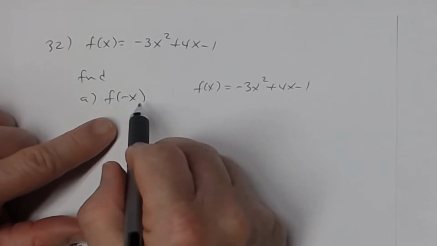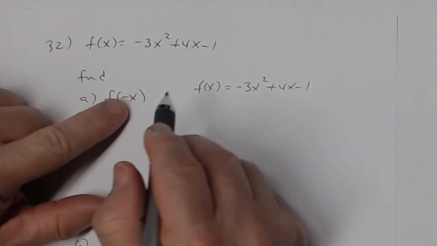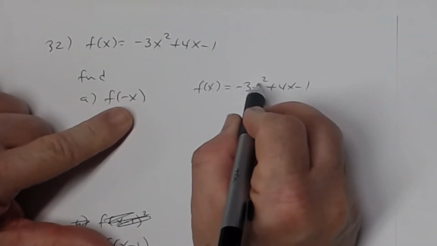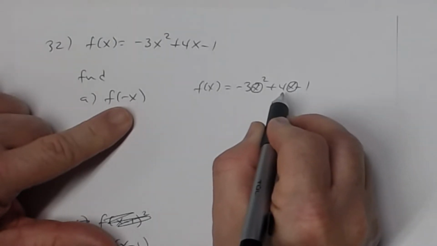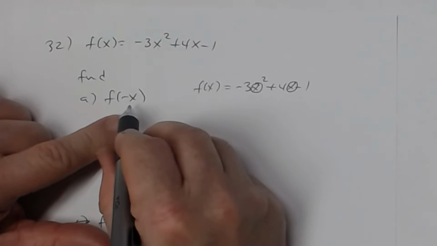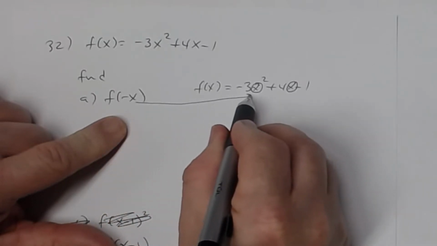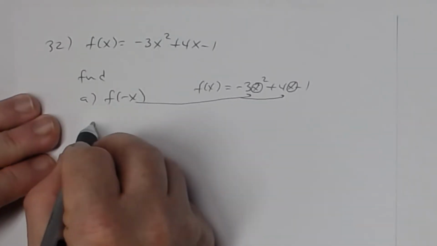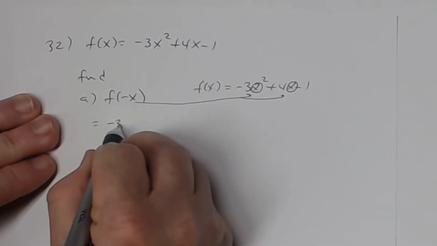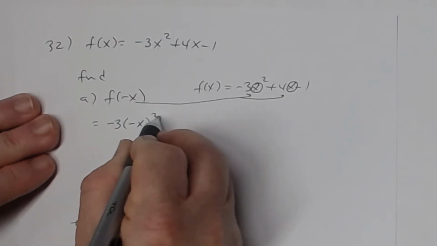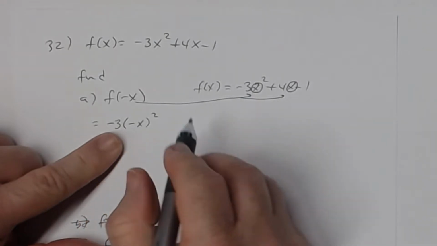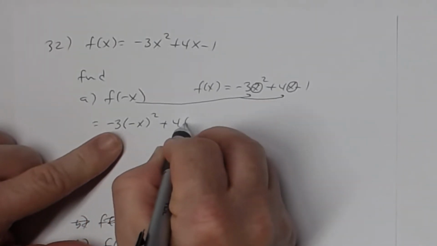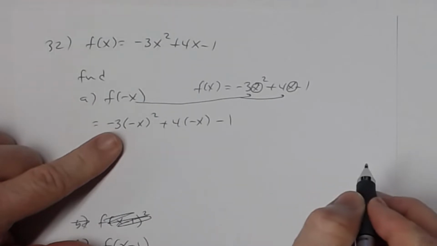And remember what f of negative x means. To find f of negative x, I go to my function f, which is here, and wherever I see that variable x, I'm going to circle it. Wherever I see that variable x, I'm going to substitute negative x. That's what that means. So f of negative x will be negative 3 times negative x squared, because that's what that said to do. In place of x, I substitute negative x, plus 4 times negative x minus 1.